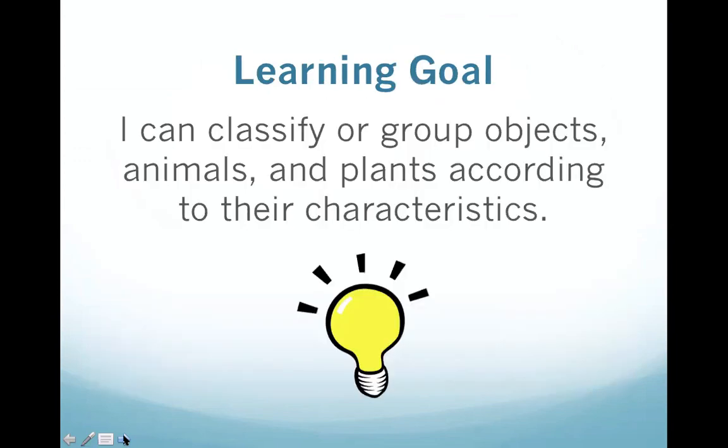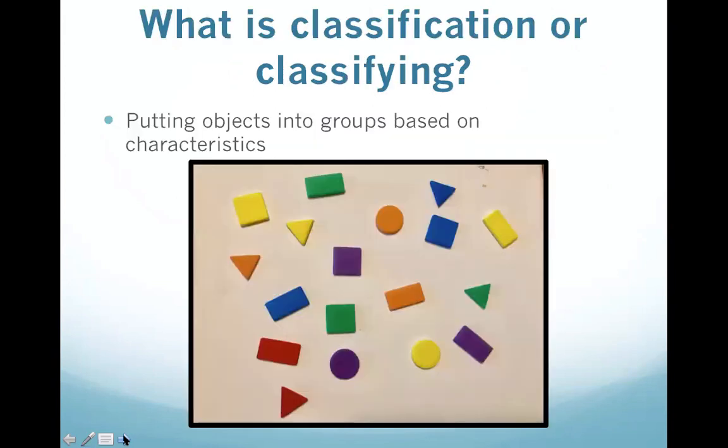All right, so getting into our learning goal today, for our lesson that we're going to be focusing on with classification, your learning goal is: I can classify or group objects, animals, or plants according to their characteristics. And today we're going to focus on classifying animals. So first of all, what is classification, or what does it mean to classify something? So it just means putting objects into groups based on their characteristics or similarities.